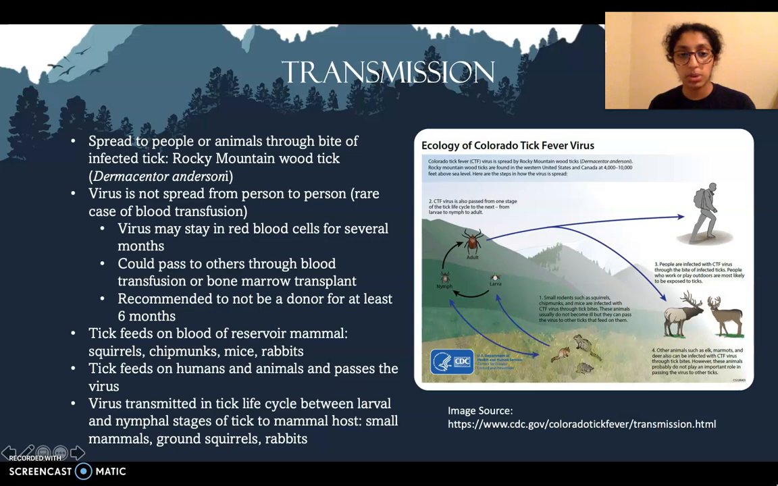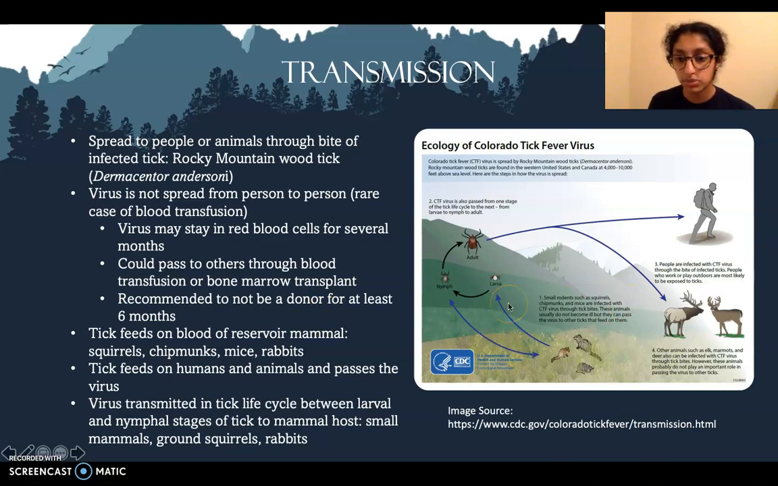Transmission: it spreads to people or animals through the bite of an infected Rocky Mountain wood tick, Dermacentor andersoni. There has been a rare case of blood transfusion from person to person, but that's very rare. The CDC recommends you don't be a blood donor or bone marrow transplant donor for at least 6 months after you get the virus.